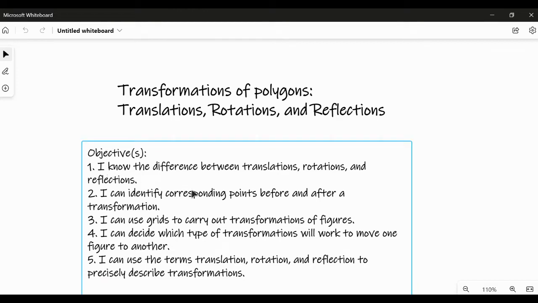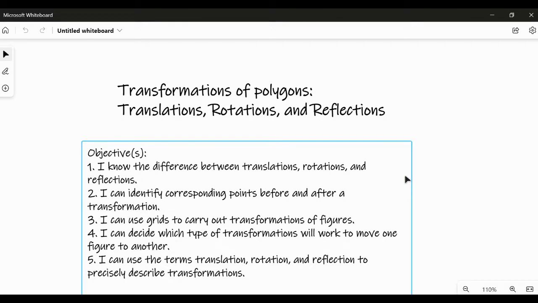you want to be able to know the difference between a translation, rotation, and a reflection. You want to be able to identify corresponding points before and after a transformation. You want to be able to say, I can use grids to carry out transformations of figures. I can decide which type of transformations will work to move one figure to another. And last but not least, I can use the terms translation, rotation, and reflection to precisely describe transformations.